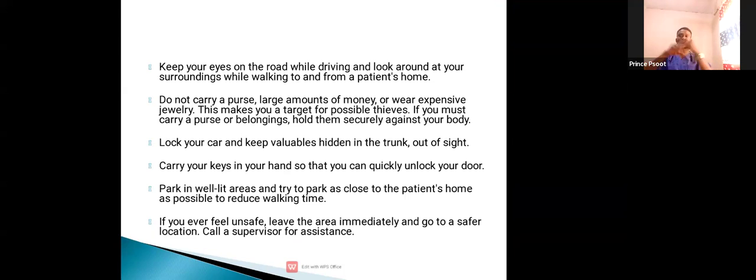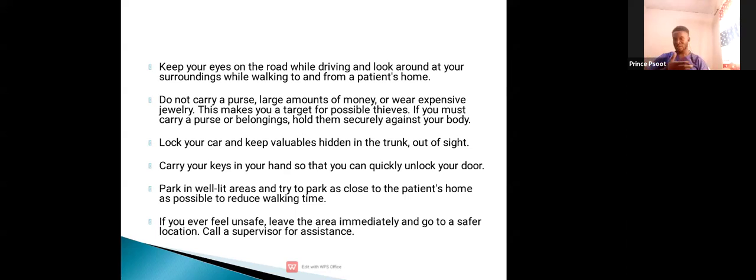Understand your environment. Do not carry a purse or any large amount of money, or wear expensive jewelry, expensive chains and everything, or you make yourself a target for thieves. And if you must carry a purse or belongings, hold them securely against your body, hold them tight. In the olden days, our mothers used to do some funny things. We criticize them, but trust me, they were trying to put safety first. They carried a bag with an inner pocket where they would put their money, because nobody could just take money from there. You see them tying money in clothes, making knots, just to keep their money safe. So do everything you can.